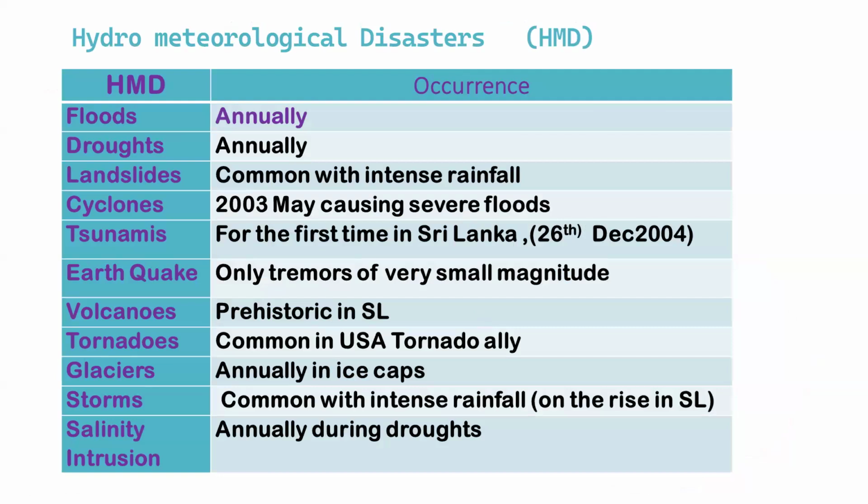So we call these disasters hydrometeorological disasters, HMDs. So how Sri Lanka is affected is floods annually, droughts annually, landslides common with intense rainfall, cyclones. We remember 2003, there was a severe cyclone. Tsunami only once. Earthquakes, no. No, sorry, only tremors.